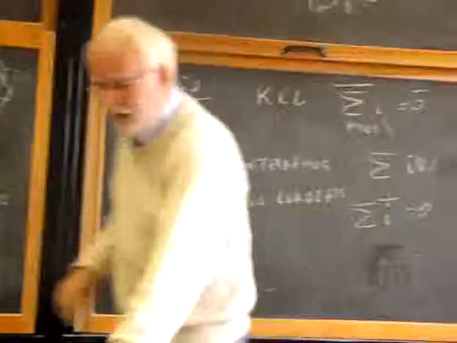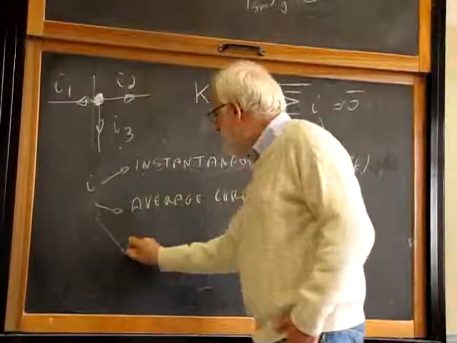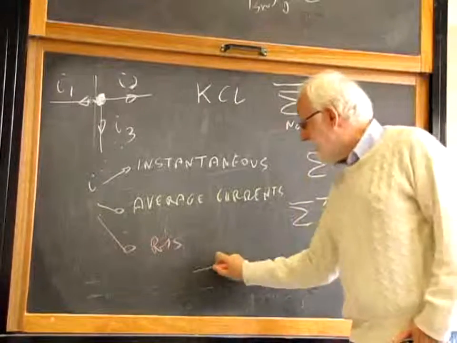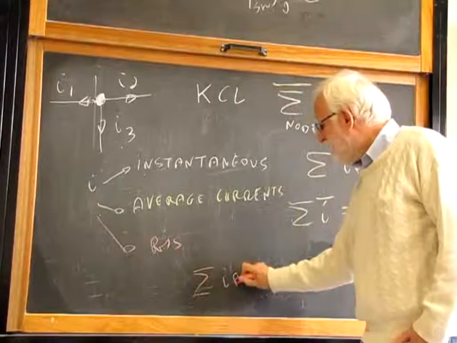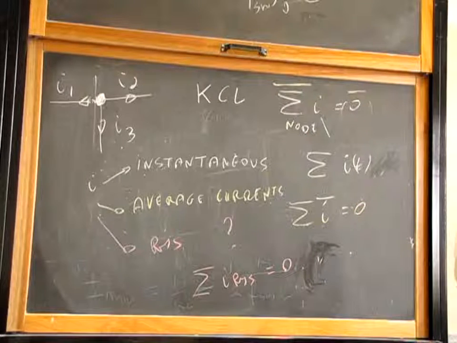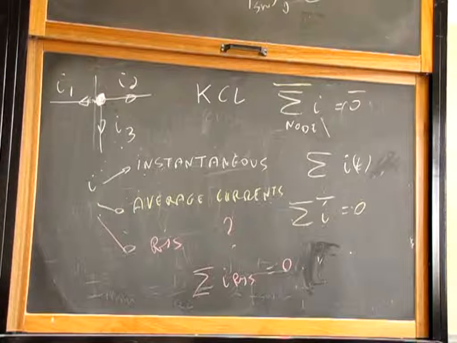Let's see if we can extend our KCL a little bit more. Can we use KCL for RMS currents? Let's say, is it true that the summation of I RMS going into a node equals 0? Question mark. No. Why? Because the square is not linear. If you make the square, everything becomes positive. Then you integrate, it stays positive. You take the square root, it is still positive. And if you add many positive numbers, you get not 0 for sure.